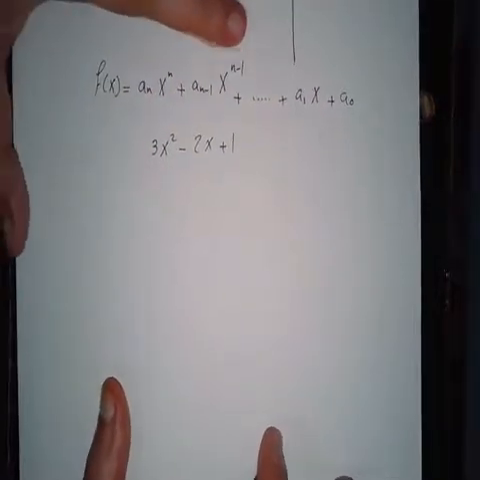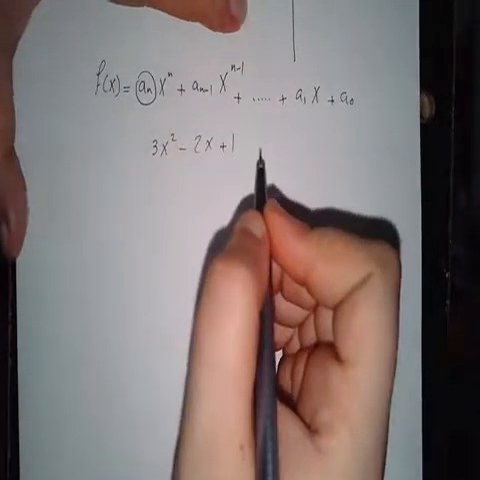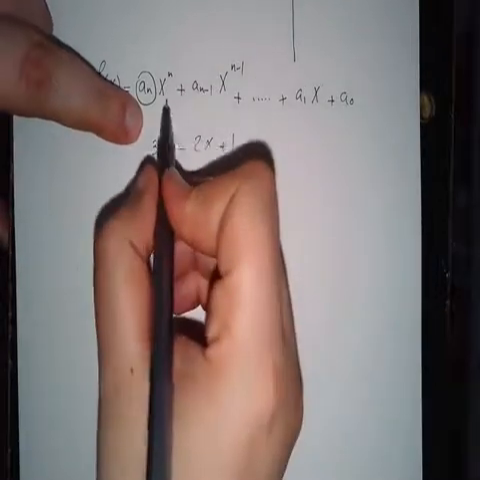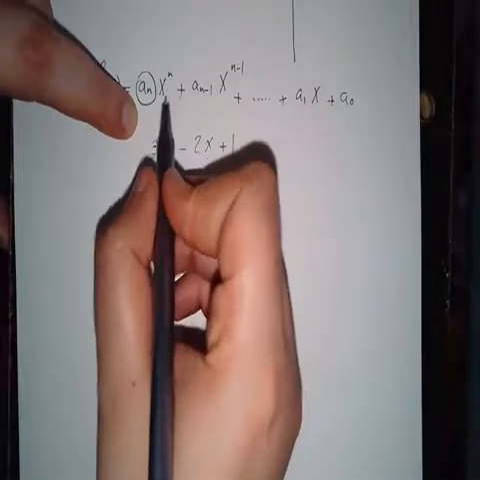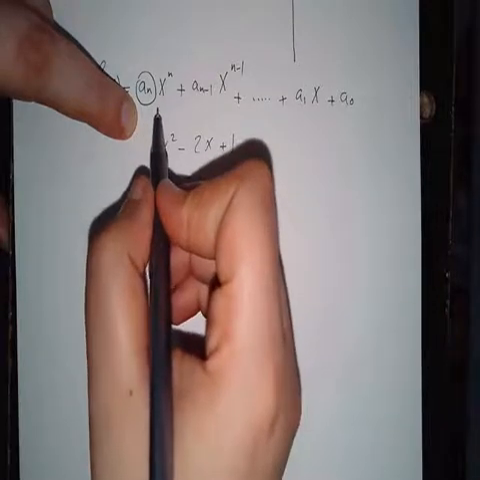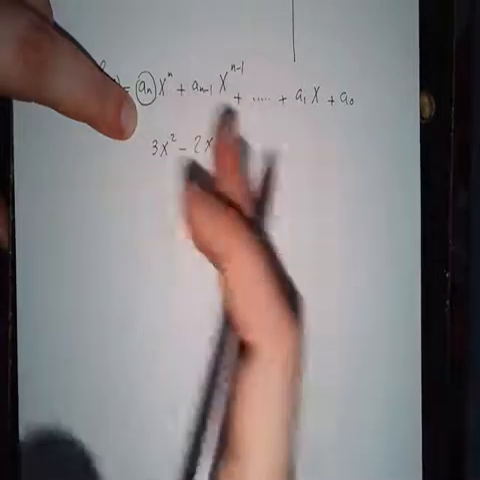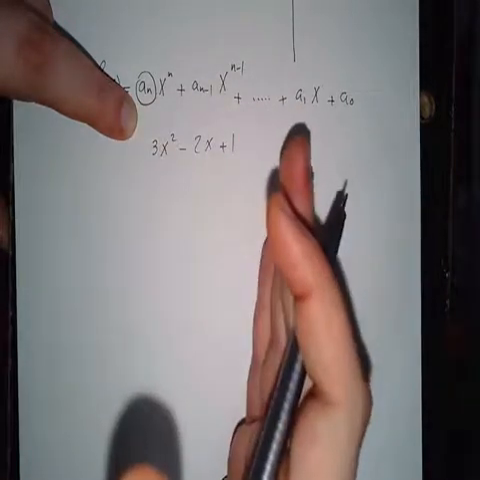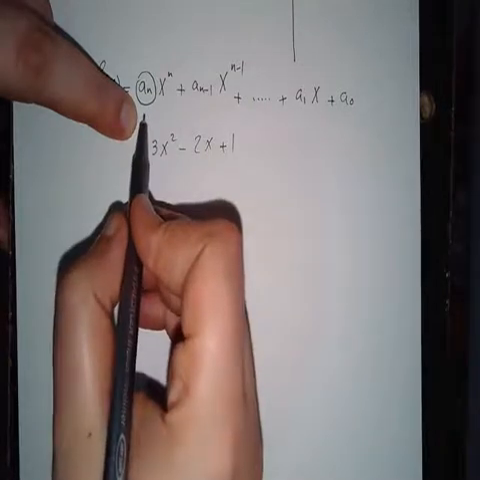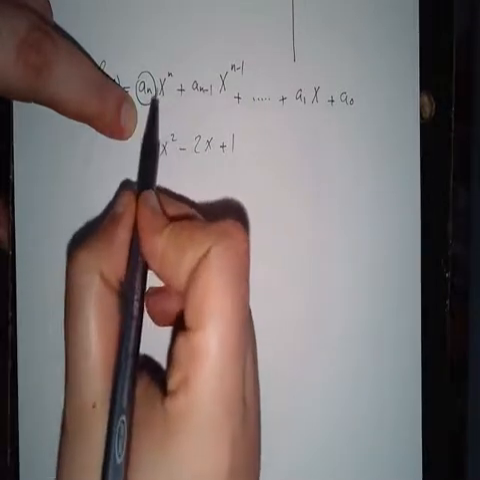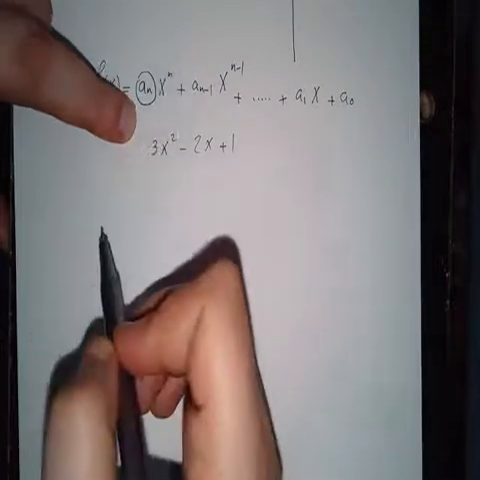Now, I want you to note this right here, a sub n. A sub n here is the coefficient of the leading term. So the leading term would be the x with the highest degree, right? Sometimes I could give you a polynomial with the terms kind of jumbled, not in order. In that case, you need to be careful, because it's not the first coefficient you see, it's the coefficient of the highest degree, the degree of the function. That's the one you want. So a n.